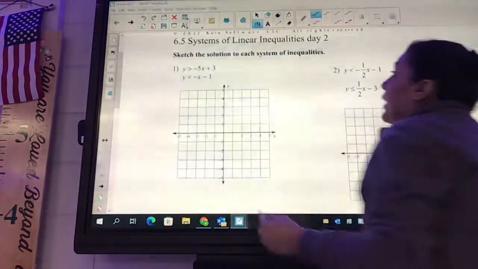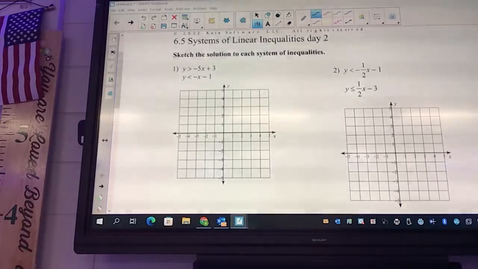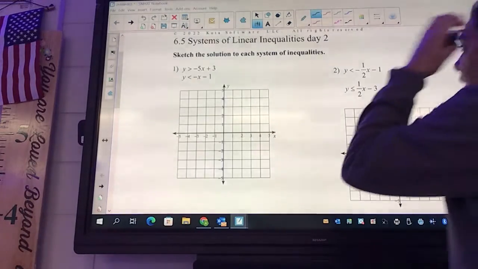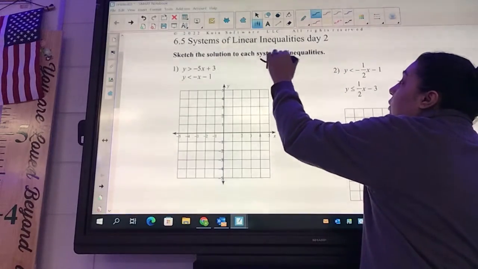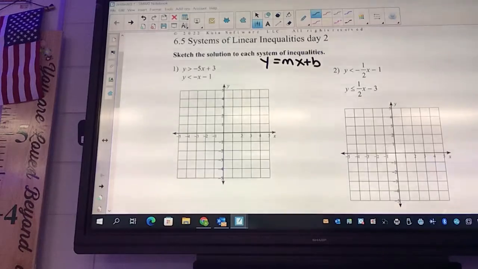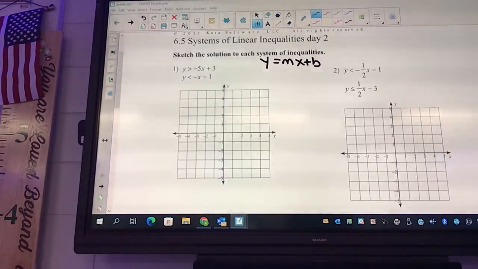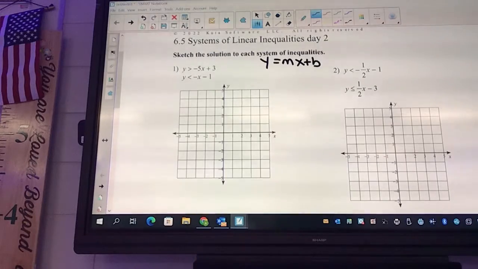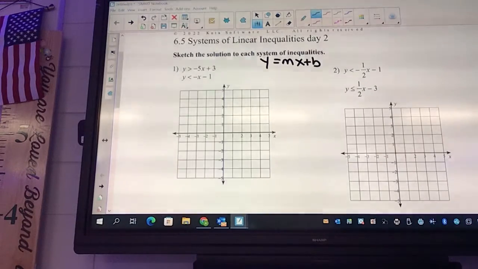Inequalities. Okay, just to recap a couple things. Y has to be by itself in order for us to graph it, so it needs to say y equals mx plus b. The b is our y-intercept, that's what we graph first, and the m is the slope. And it can say the inequality rather than the equals.